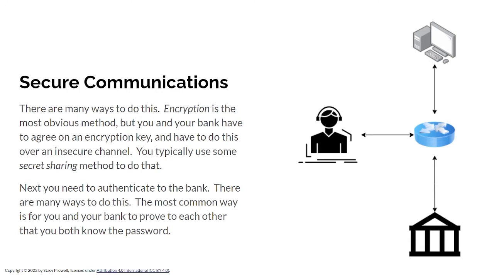But you and your bank have to agree on an encryption key, and you have to do this over the same insecure channel. You typically would use some type of secret sharing method to do that, and ideally, you'd both have a shared secret before you get started on this path. So you need to authenticate to the bank, and the bank needs to confirm that it's your bank. The most obvious way for you to authenticate is for you to prove to each other that you both know a password. Okay? And that's one way to do it.